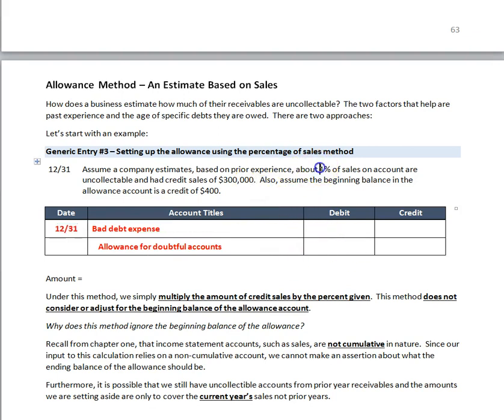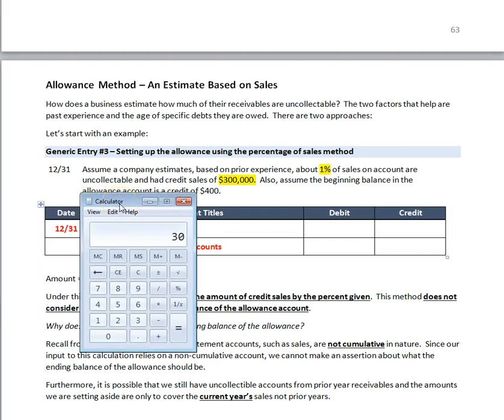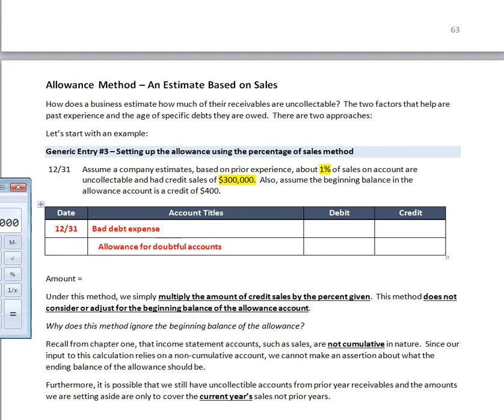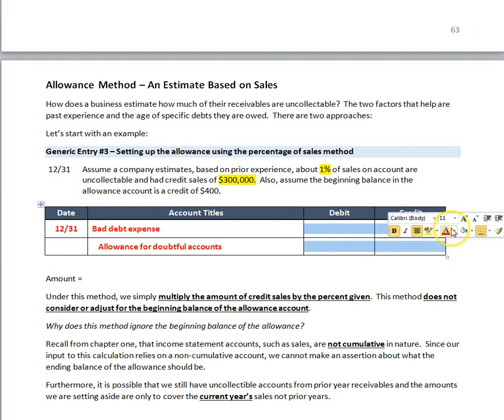Under this approach, management believes 1% of sales on account are uncollectible, and they had credit sales of $300,000. So $300,000 times 1% is $3,000. That's the amount for the journal entry. So this one of the two is simpler. We're going to see the aging schedule next time has more steps to it.